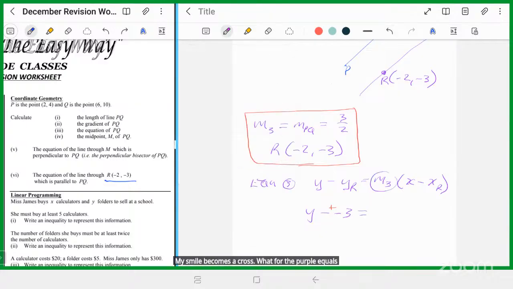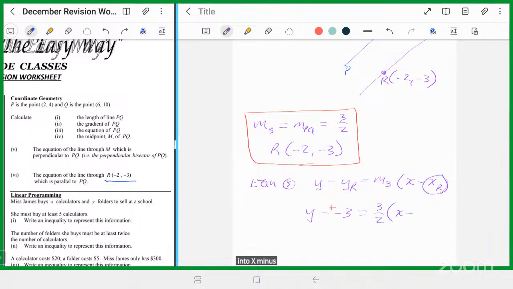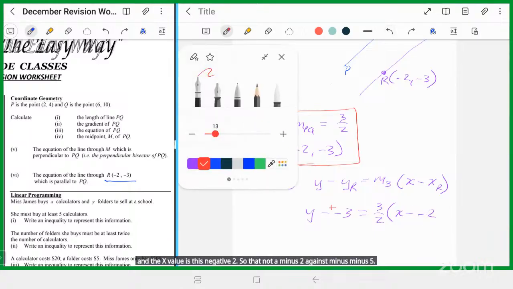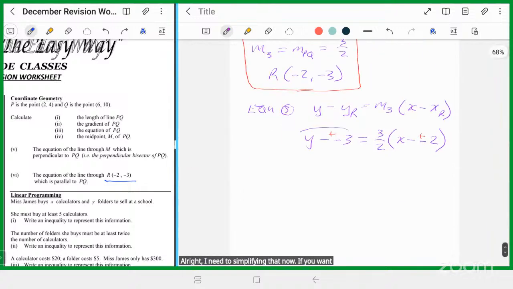The gradient of line 3 is the same as the original gradient, 3 over 2, into x minus, and the x value at r now is negative 2. So that's another minus 2. Again, this minus minus becomes a plus. Let's put a plus on there for you. Then just simplifying that now, if you want, just use this as y plus 3.